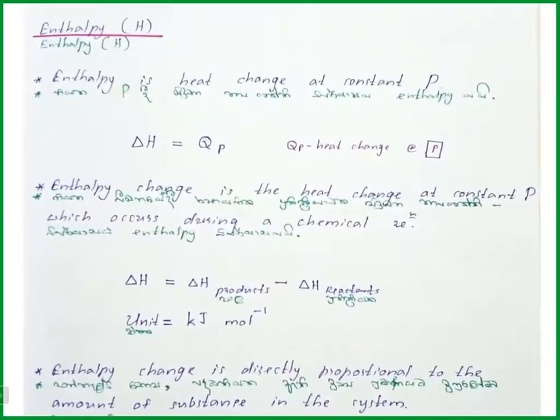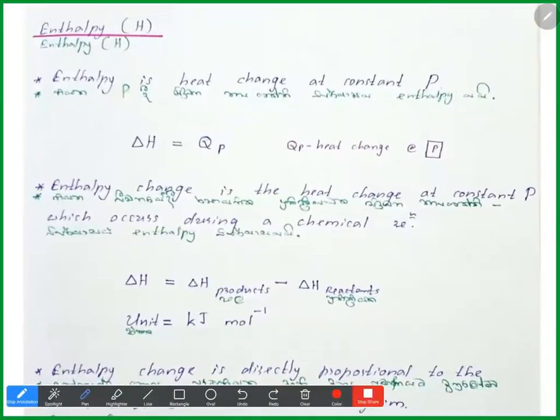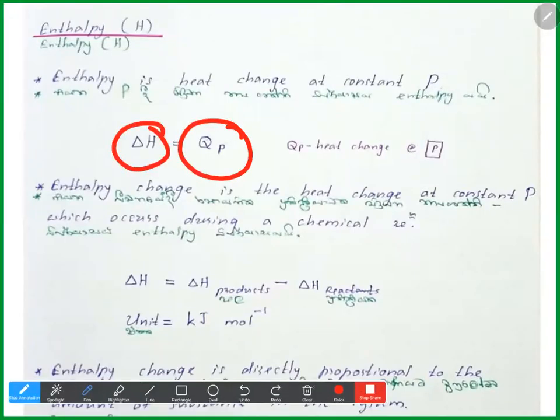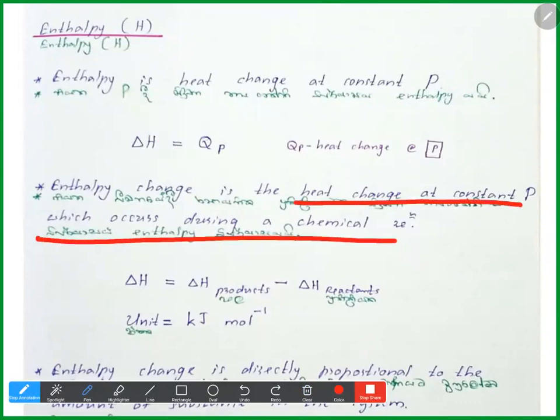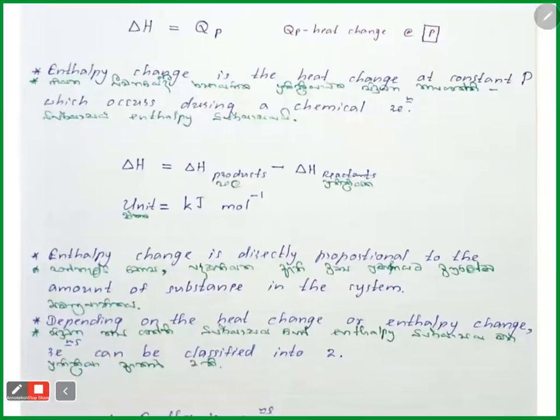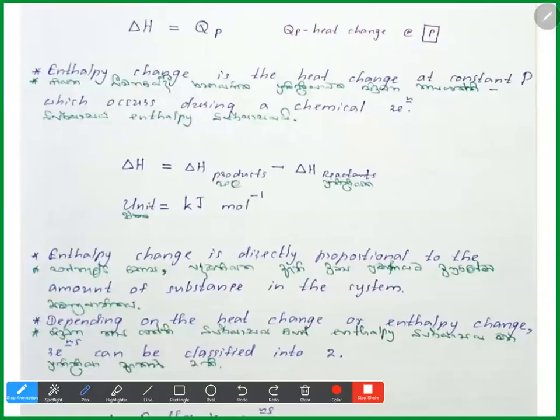I already told you guys, enthalpy is the heat change at constant pressure. So we can write delta H is heat change at constant pressure. Enthalpy change is the heat change at constant pressure which occurs during a chemical reaction. Change we are always getting with the difference of something, here the difference of product enthalpy and reactant enthalpy. So enthalpy change equals product enthalpy minus reactant enthalpy. The unit of enthalpy is also kilojoules per mole.